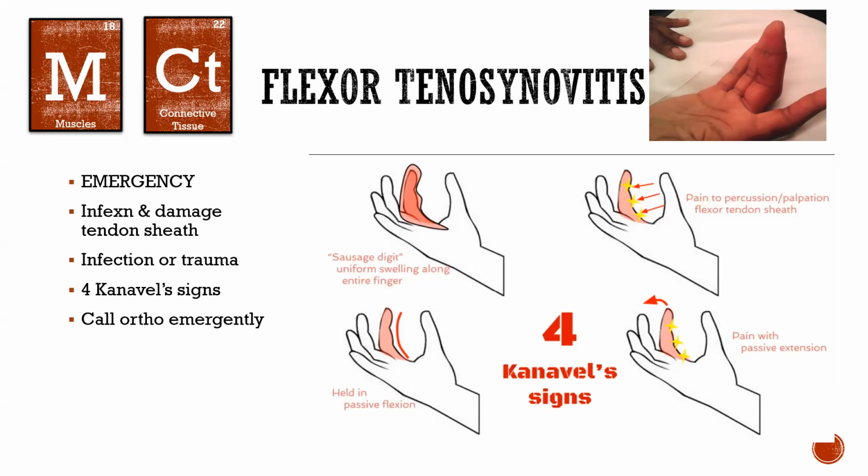And you can see that what you're getting is with even passive extension, it hurts. It's held in flexion because of the swelling of the sheath. And if you touch it, it hurts. And the finger itself is sausage-like swelling. So that means it's circumferential swelling of the entire finger. This is something that you need to be aware of. You need to know all 4 of these signs and you need to document this. Again, it's going to be really rare, but when you do see it, you need to call the orthopedist immediately.